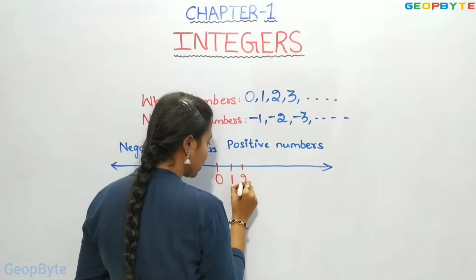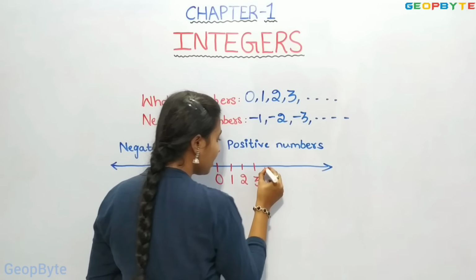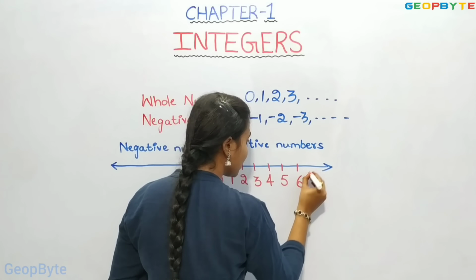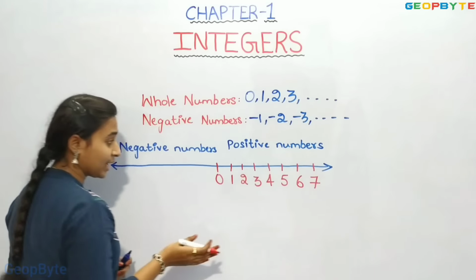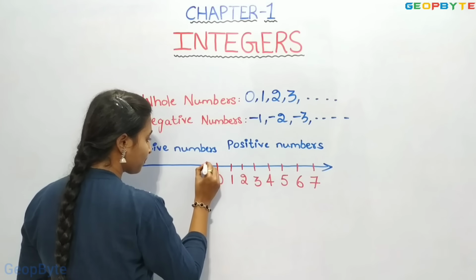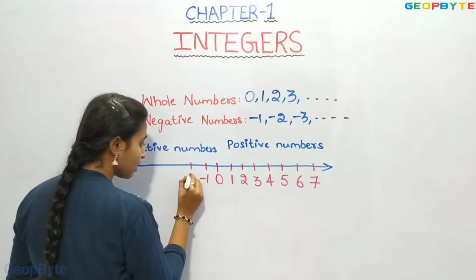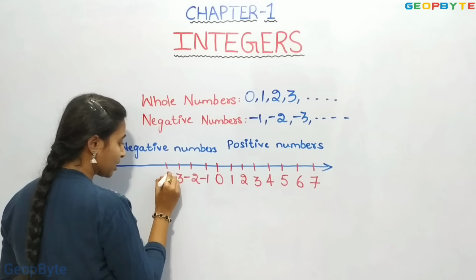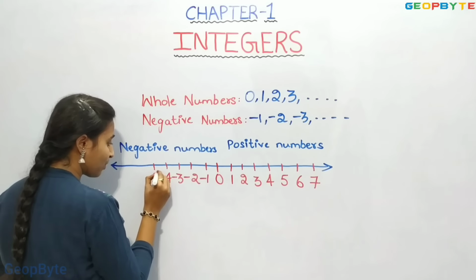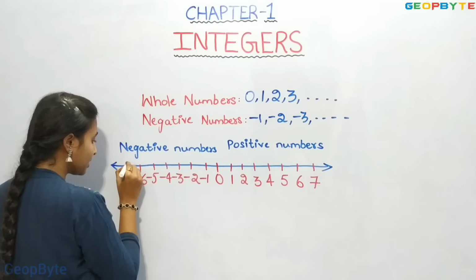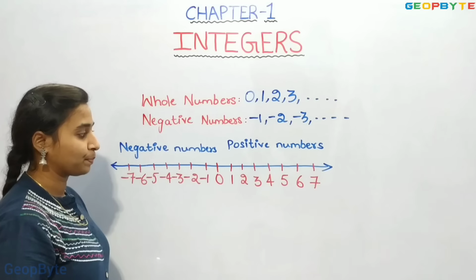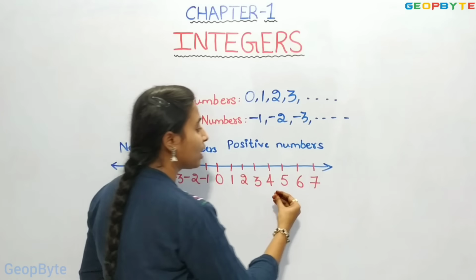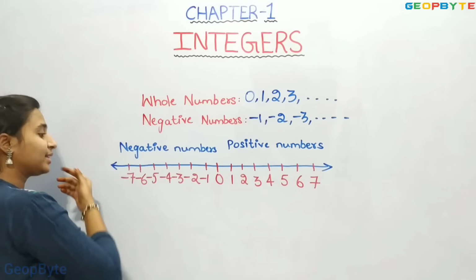1, 2, 3, 4, 5, 6, 7. Let us write the negative numbers here. Minus 1, minus 2, minus 3, minus 4, minus 5, minus 6, minus 7. We can represent a number line like this. We can write any number up to infinity on this side and this side.